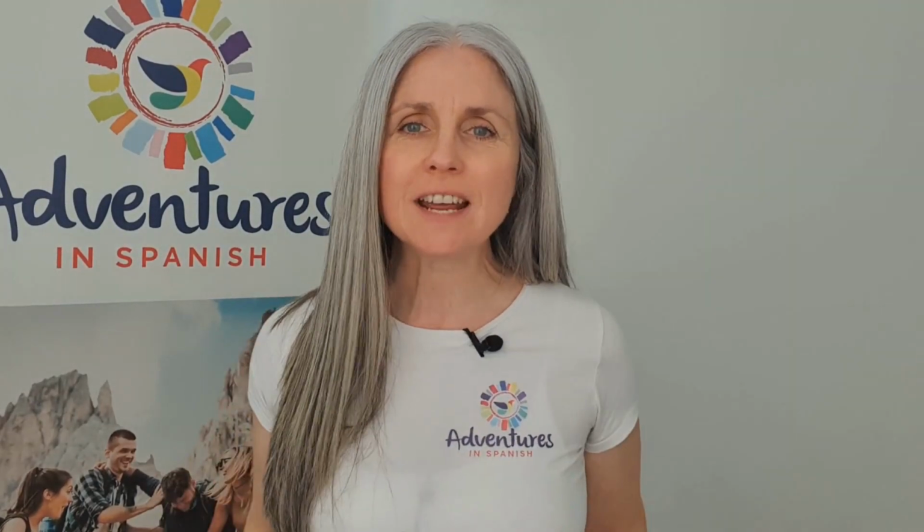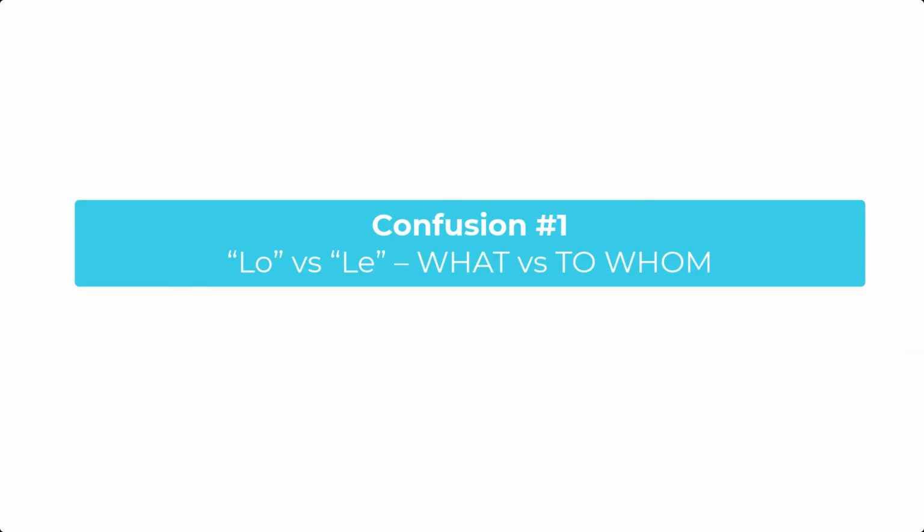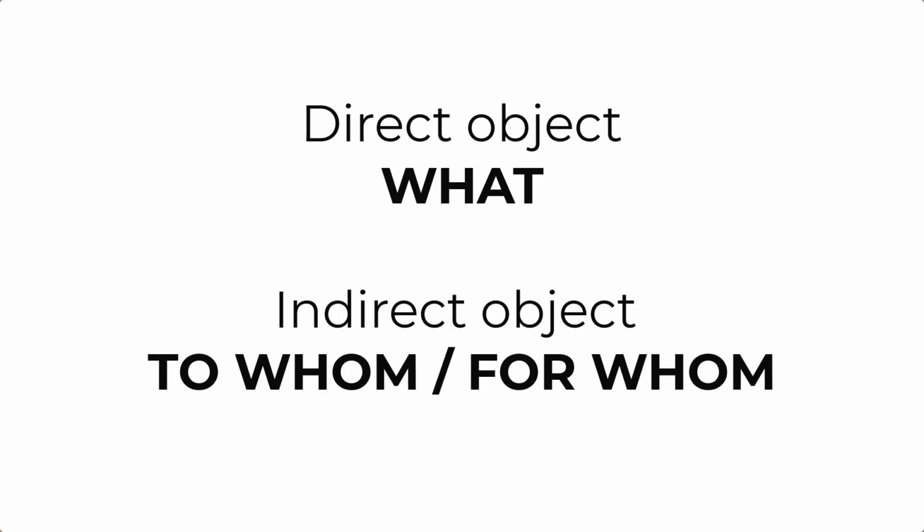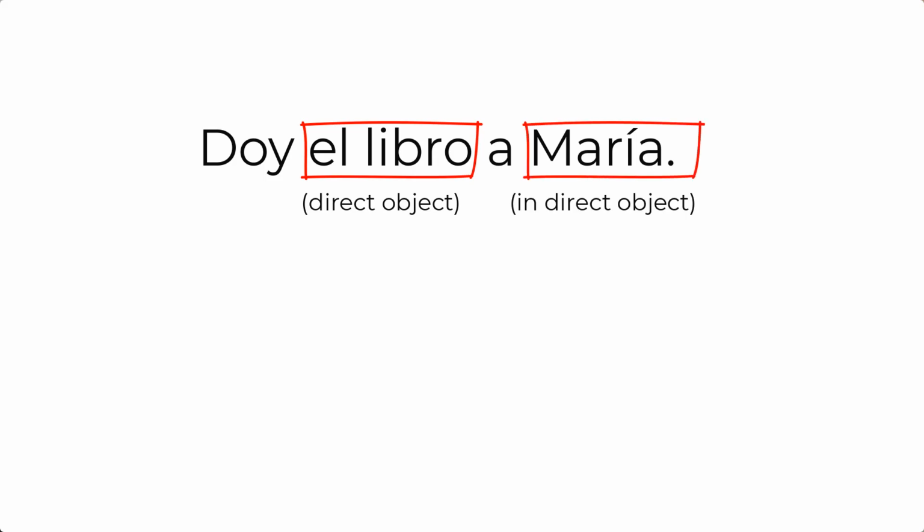Okay, well, we're going to jump straight in with the big one. And let's simplify it brutally. Your direct object is the what, and the indirect object is the to whom or for whom. For example, doy el libro a María. Okay, so what's being given? In this case, the book is being given. So that's the direct object. And to whom is the book being given? Well, it's being given to María. So María is the indirect object.